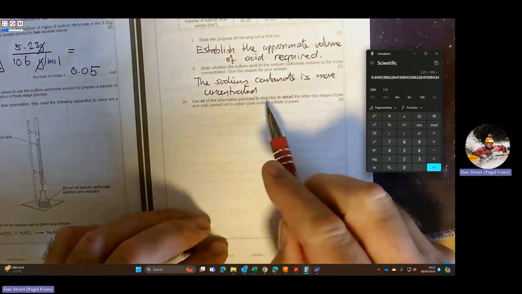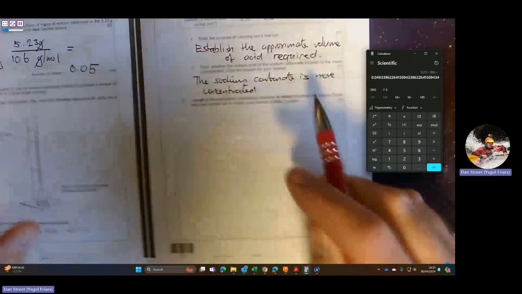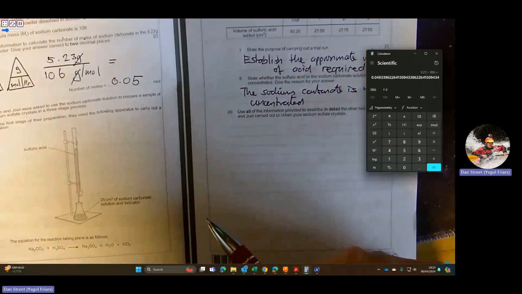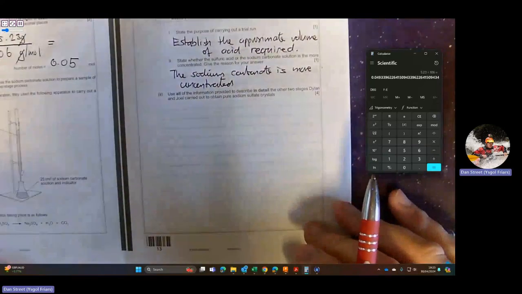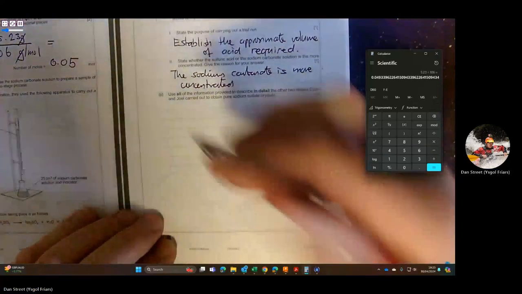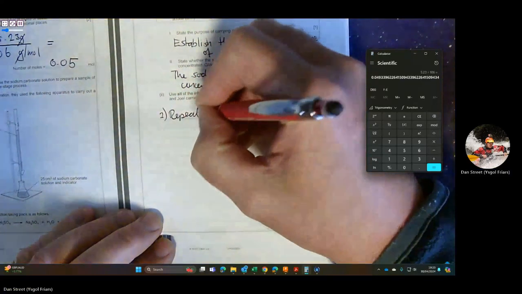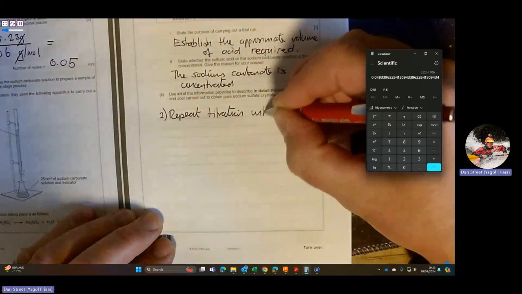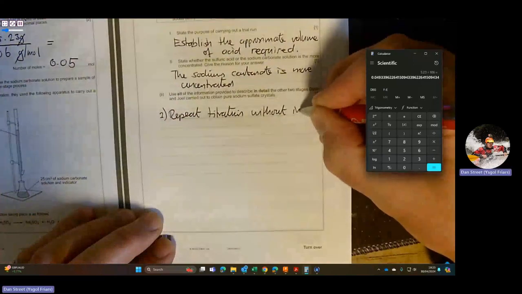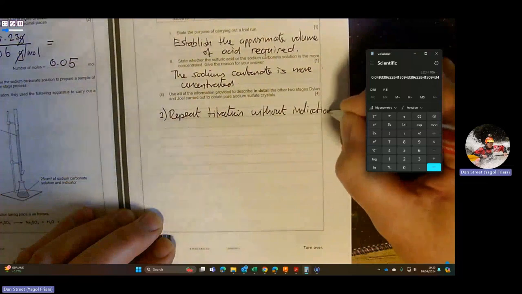Now, use all the information provided to describe in detail the other two stages Dillon and Joel carried out to obtain the pure sodium sulfate crystals. It says in the introduction it's a three-stage process, so we need to detail two more steps. Step 2 is to repeat the titration without an indicator, because you don't want your final product to be contaminated with indicator.